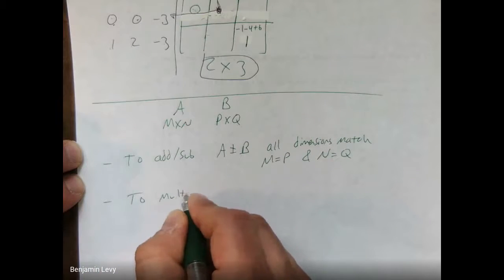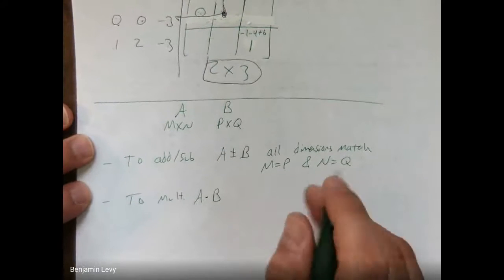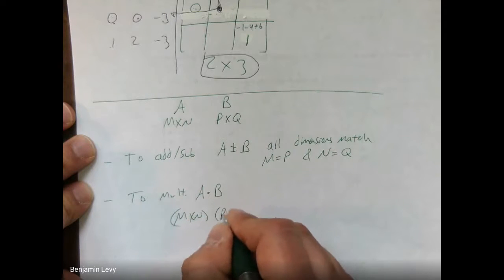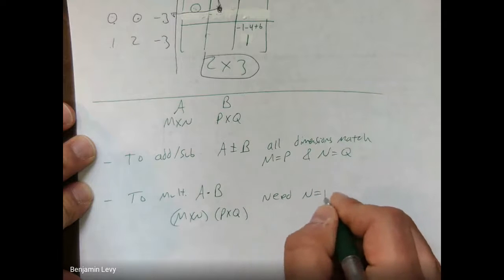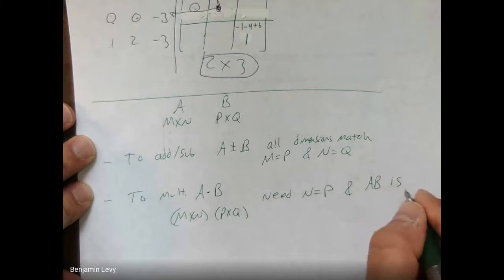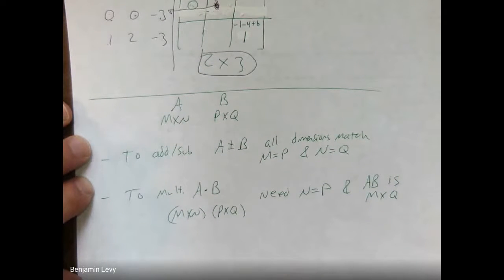To multiply matrices, you need to have the inner dimensions match. So this would be M by N, this would be P times Q, and so you need N to equal P. And what happens is A times B ends up being M by Q. Right, so the inner dimensions need to match in order to make it happen, and then the result ends up being the outer dimensions. So these two things give you this.